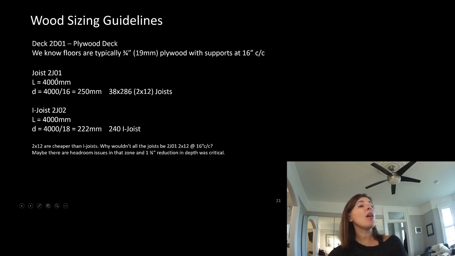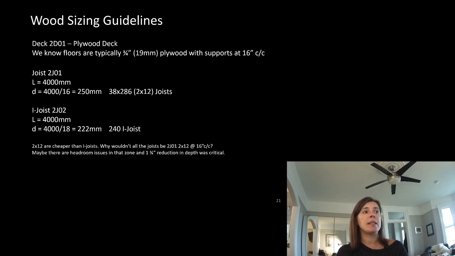Okay, so our 2J01 spanning 4 meters. The sizing guideline for joists was length divided by 16. So we take that 4 meters and divide it by 16, and we see that we need something that is 250 millimeters deep. Well, a 2 by 12 is 286 millimeters deep, because remember 2 by 12 is really only 11 1/4 inches deep. 11 1/4 inches is 286 millimeters. So the next biggest thing after 250 millimeters is 2 by 12s. So 2 by 12s at 16 inches center to center. It's a really good sizing choice, or a preliminary drawing sizing choice, for 2J01.